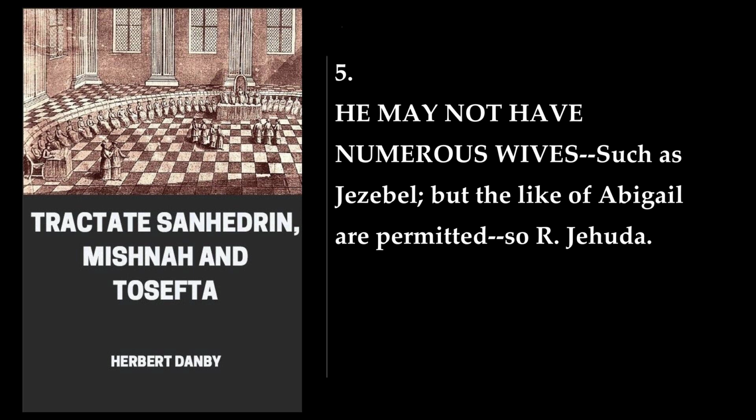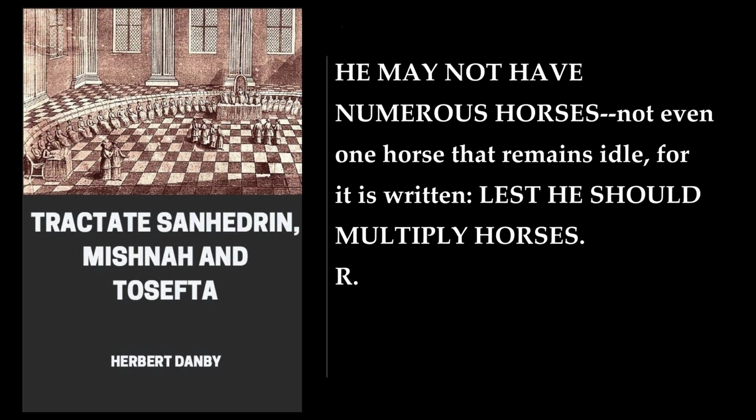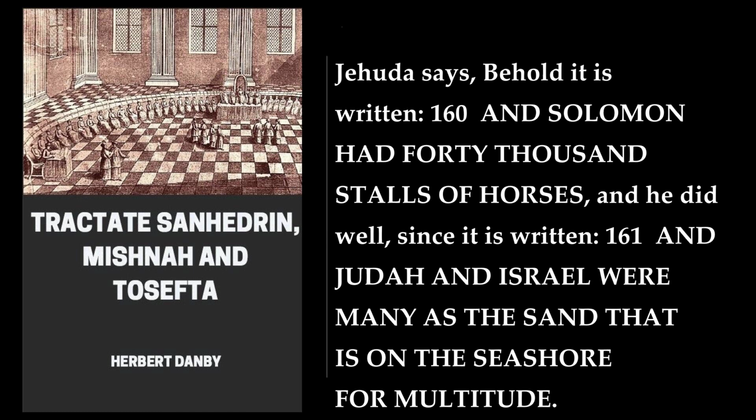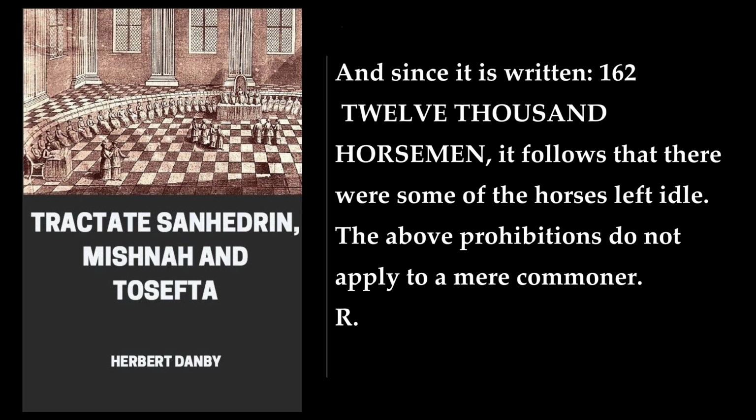5. He may not have numerous wives such as Jezebel, but the like of Abigail are permitted, so are Jehudah. He may not have numerous horses, not even one horse that remains idle, for it is written, "lest he should multiply horses." R. Jehudah says, Behold, it is written, 160 "And Solomon had 40,000 stalls of horses," and he did well, since it is written, 161 "And Judah and Israel were many as the sand that is on the seashore for multitude." And since it is written, 162 "12,000 horsemen," it follows that there were some of the horses left idle. The above prohibitions do not apply to a mere commoner.